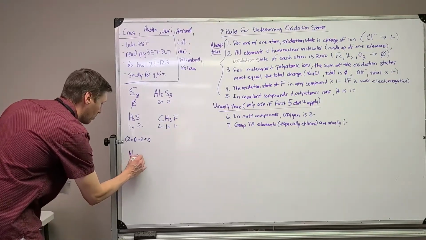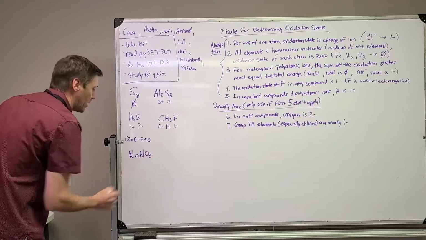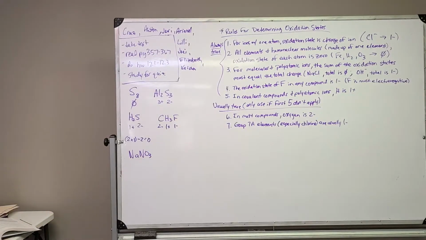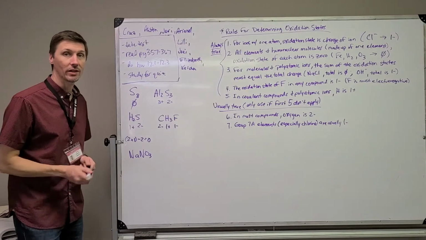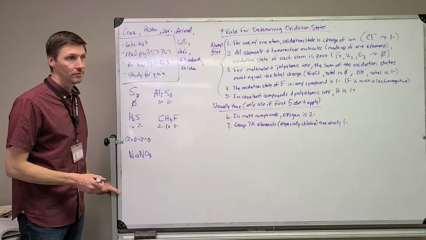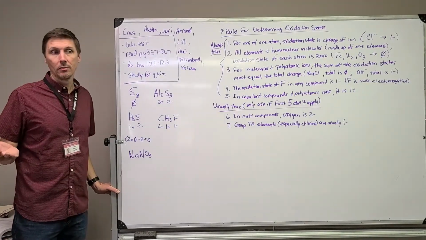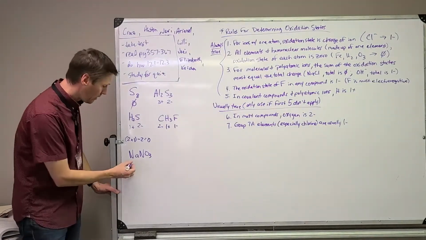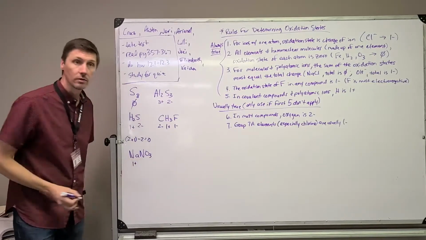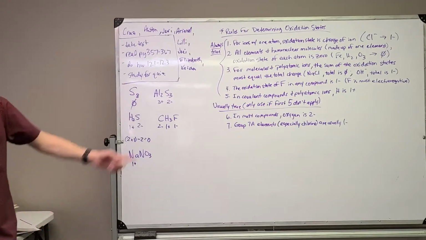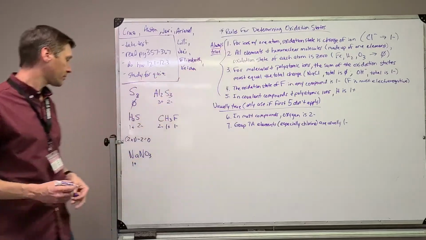NaNO3. Let's see if this is the one. NaNO3. Well, Na's a metal. Na is a metal, so we've got an ionic compound, so we know Na is going to have what oxidation state? If we look up in our periodic table, we see Na is column 1, so Na has a 1+ charge. Okay, that's based on rule number 1.